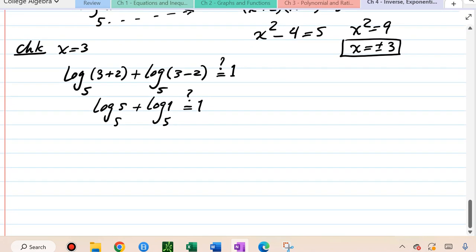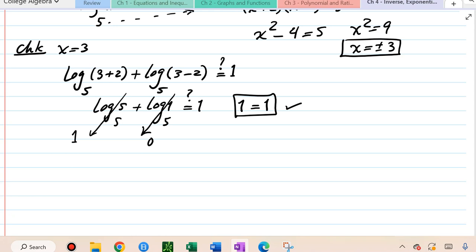In fact, we had both of these as properties in another section. Log 1 in any valid base is 0. And this one, if the argument and base of the log are the same, then that log becomes 1. So the left side is 1, equal to the right side, which is 1. Checks. Therefore, x equals 3 is a good working solution.